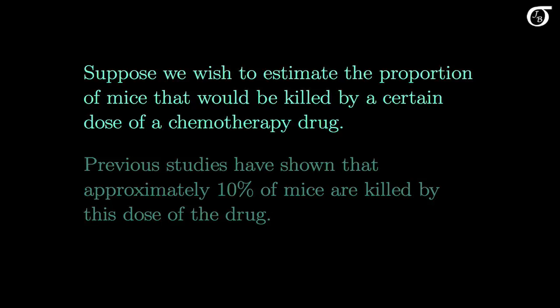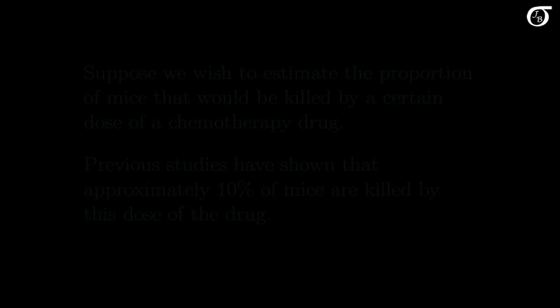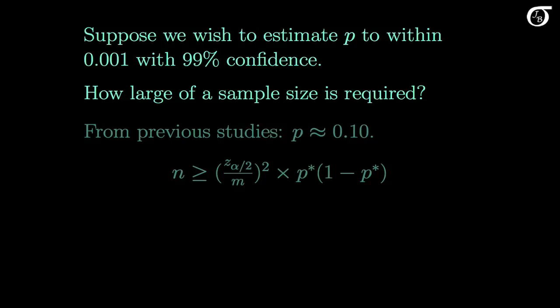Here's another example. Suppose we wish to estimate the proportion of mice that would be killed by a certain dose of a chemotherapy drug. Suppose also that previous studies have shown that approximately 10% of mice are killed by this dose of this drug. Suppose that we are feeling a little ambitious, and we wish to estimate P to within 0.001 with 99% confidence. How large of a sample size is required?